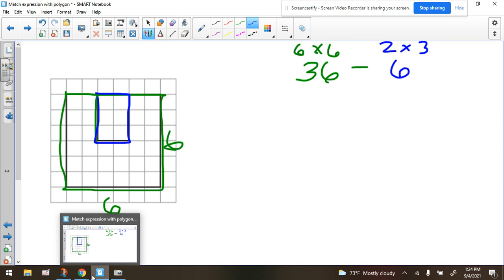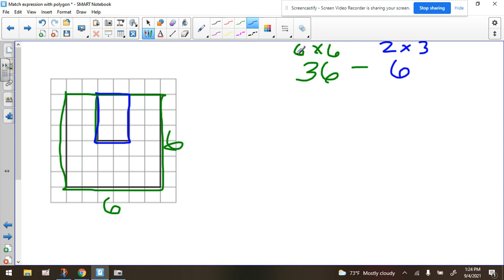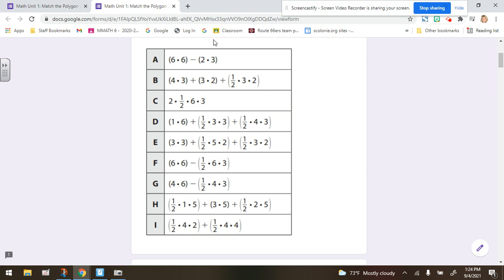Now, if we go back and look at some of the expressions, doesn't this look familiar? Isn't that what, let's just look back. Isn't that what we just did? We found the area of the outside figure, we found the area of the cutout, and we subtracted them out. That looks a lot like what we're looking at for choice A, doesn't it? So use those kinds of strategies whenever you can to help you narrow down which letter matches which polygon.